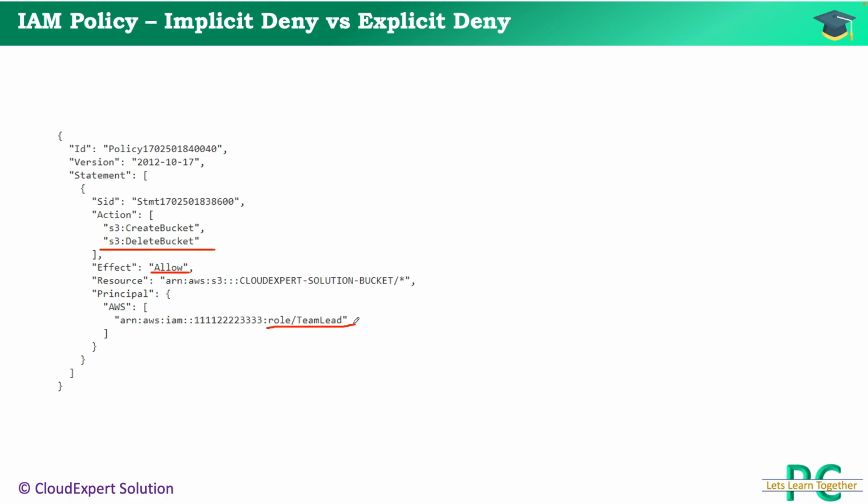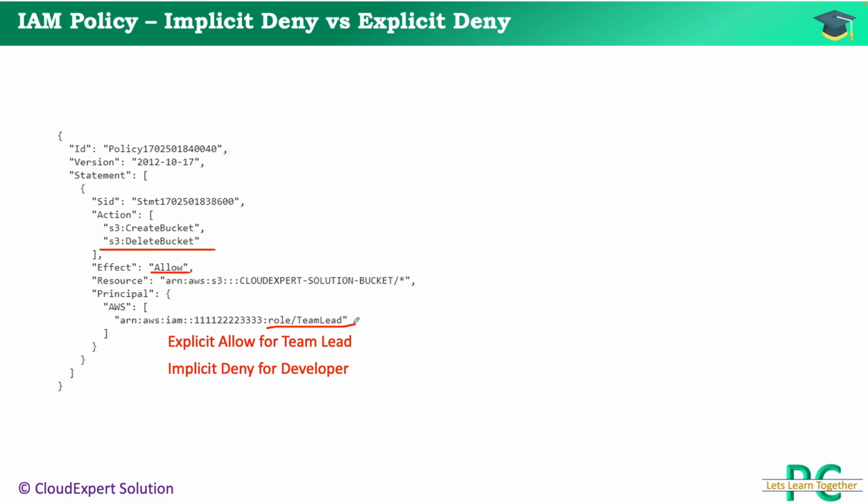Now, as I mentioned in the previous example, there are two roles, one team lead and one developer. In this policy, we are explicitly allowing the team lead to create an S3 bucket and delete an S3 bucket. That is why this policy will give an explicit allow for a team lead. And since we are not mentioning any policy for the developer role, it will implicitly deny any privilege for developers.